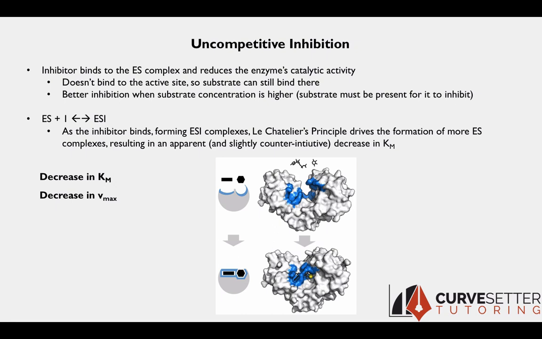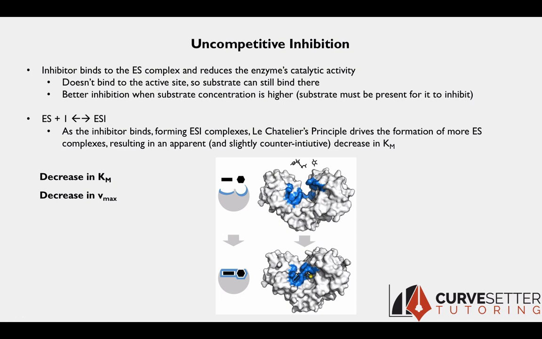So the next type of inhibition is uncompetitive inhibition. And this occurs when the inhibitor binds to the ES complex, not the enzyme alone. And it reduces the enzyme's catalytic activity, so it reduces the ability of the enzyme to catalyze the reaction. It does not bind to the active site, meaning it binds at an allosteric site. So an allosteric site is a site other than the active site.